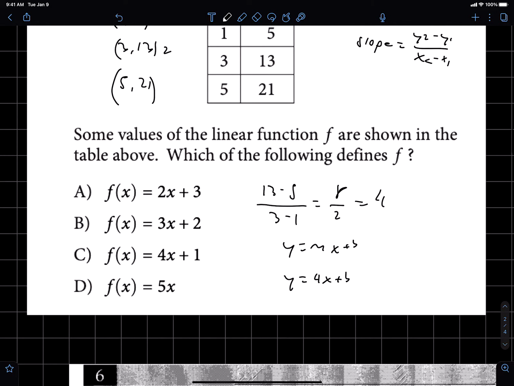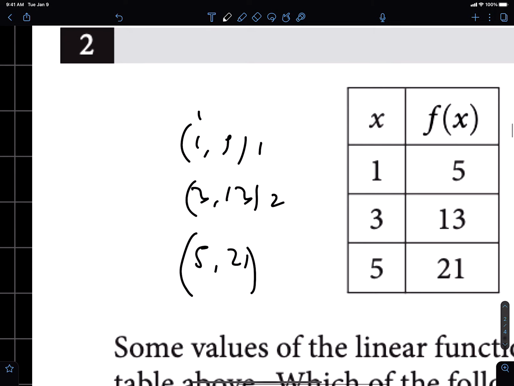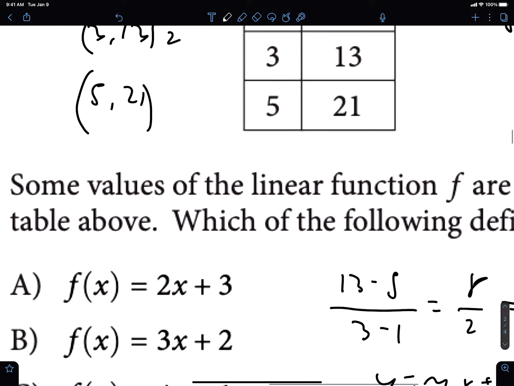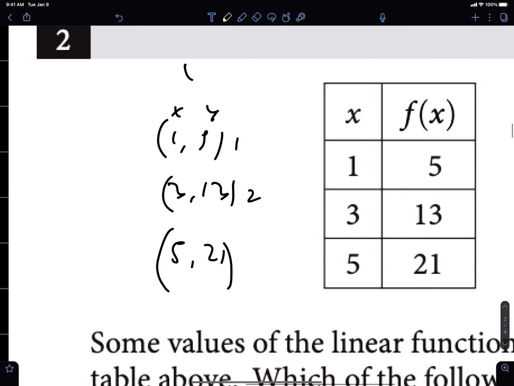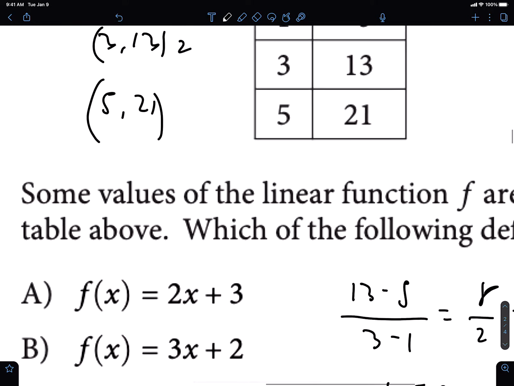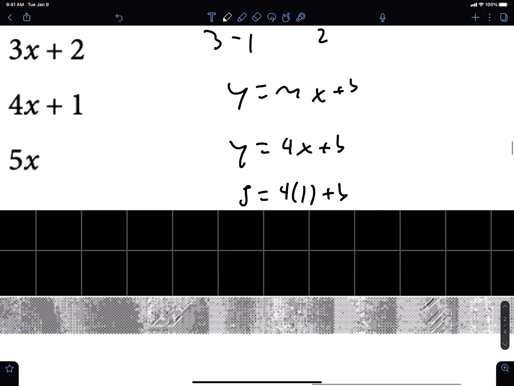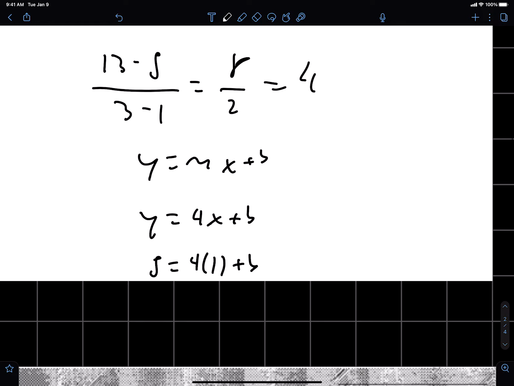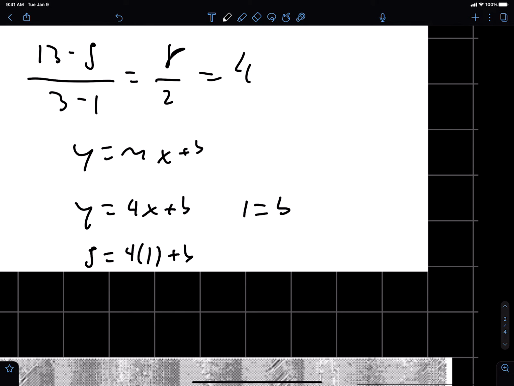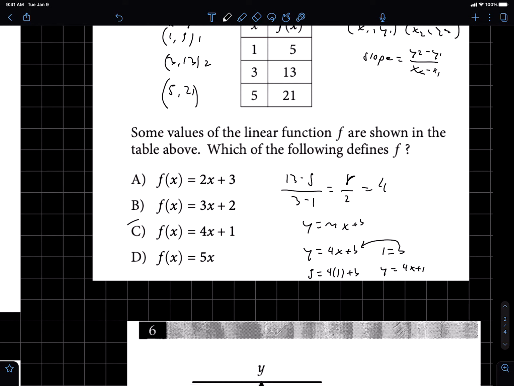So let's go ahead and do that. So let's plug in 1 comma 5, where 1 is x and 5 is y. Because remember, these points are in the form x comma y. So we know y is 5. Let's go ahead and plug that in. 5 equals 4 times 1 plus b. Subtract the 4 over from both sides, and then we get 1 equals b. So the equation of our line, if we plug in 1 for b, we get y equals 4x plus 1. The answer is going to be C.